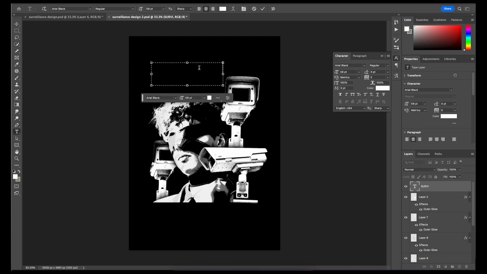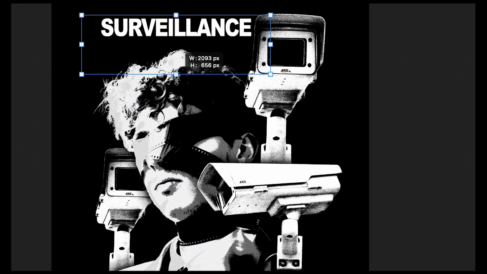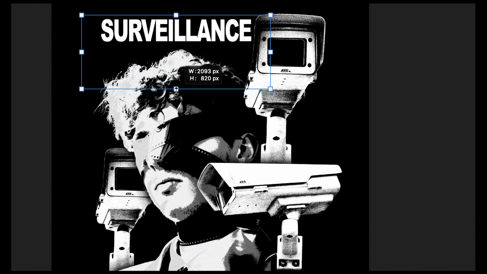Now I'm going to add a type element in this corner as it's a pretty nice inviting space. So just using a simple Arial black font and then applying all caps in my character window, I'm going to have the word surveillance here to go with my theme. I like to warp my text horizontally as I think it looks more eye-catching, so to do this I'm going to be holding shift and dragging my selection box down.